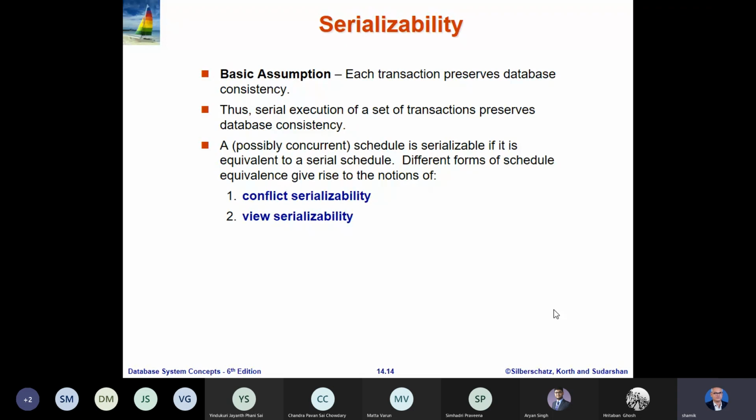Okay, so serializability. Now we come to the actual definition of serializability. The basic assumption is that each transaction preserves database consistency. Consistency is important. That means before the transaction started, the database was in a consistent state. Now the transaction is executed, potentially concurrently with other transactions. But even after that, when the transaction completes, the database should not reach an inconsistent state.